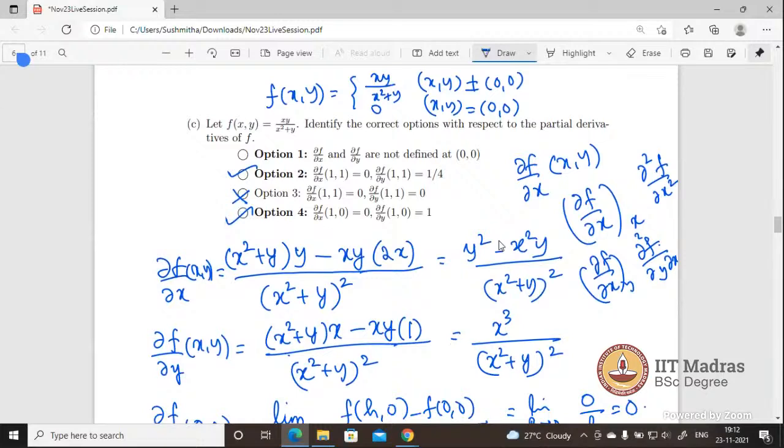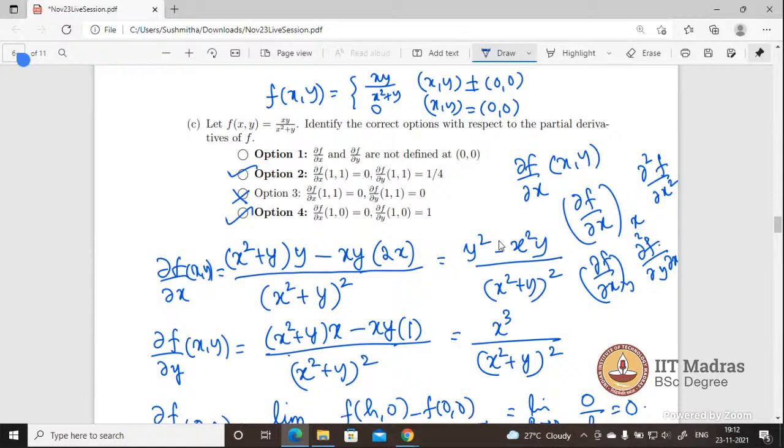Del square f by del y del x. So I just asked, is this what you asked? Were you talking about these derivatives? Yeah, this is the second order partial derivative with respect to x. This is the mixed second order partial derivative, because it contains both x and y.